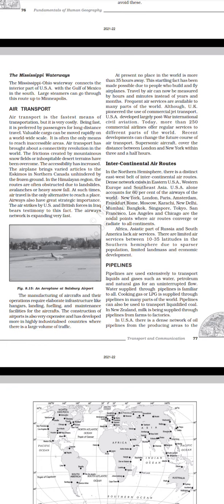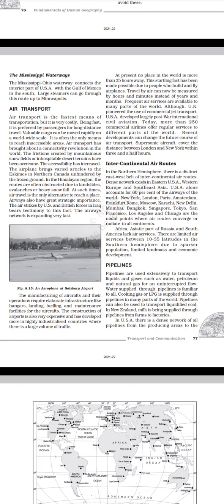Intercontinental Air Roads. In the northern hemisphere, there is a distinct east-west belt of intercontinental air roads. Dense network exists in eastern USA, western Europe, and Southeast Asia. USA alone accounts for 60% of the airways of the world. New York, London, Paris, Amsterdam, Frankfurt, Rome, Moscow, Karachi, New Delhi, Mumbai, Bangkok, Singapore, Tokyo, San Francisco, Los Angeles, and Chicago are the nodal points where air routes converge or radiate to all continents.